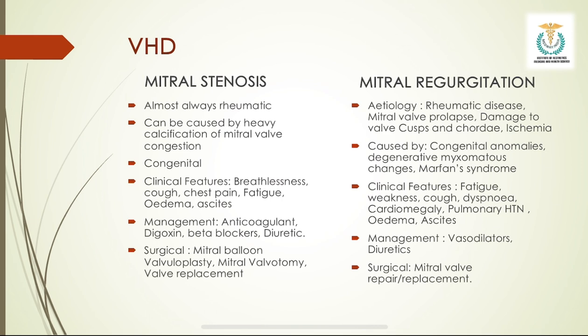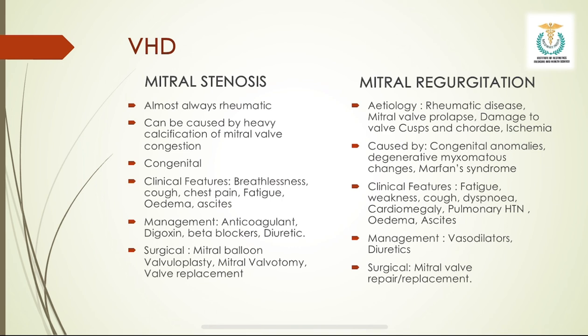Next, management: anticoagulant drugs to reduce the risk of systemic embolism can be prescribed. Digoxin and beta blockers to control ventricular rate in atrial fibrillation can also be prescribed. Diuretics to control pulmonary congestion. Surgically, if the condition cannot be managed through medication, we can do mitral balloon valvuloplasty, mitral valvotomy, or valve replacement. Next is mitral regurgitation.